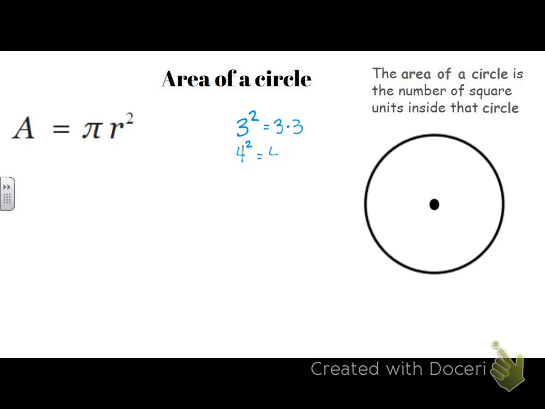Alright, so let's kind of look at this formula here. I bet most of you could probably guess what R stands for. That stands for radius, and remember your radius goes from the center of your circle to the outer edge. Pi, again, is going to be approximated as 3.14.